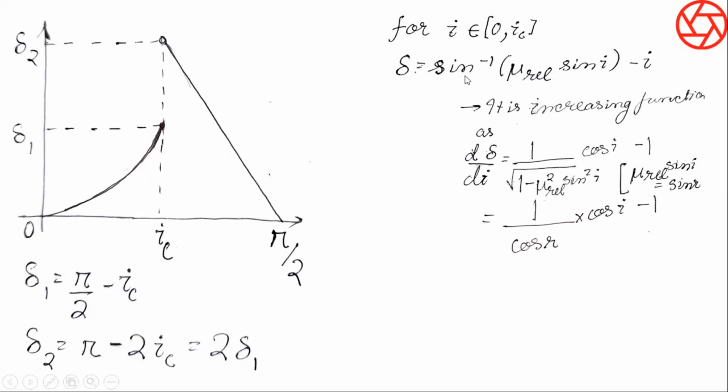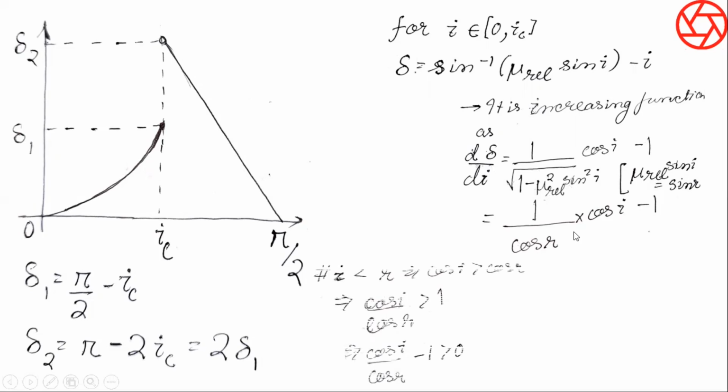Now this is an increasing function, and if you want to even prove it, I have used it here, that the differentiation of delta with respect to i is this value, and this denominator can be simplified into cos r, because mu relative into sine i is nothing but sine r, Snell's law, and 1 minus sine square r is nothing but cos square r, and the root over would give you cos r. So it is cos i by cos r minus 1.